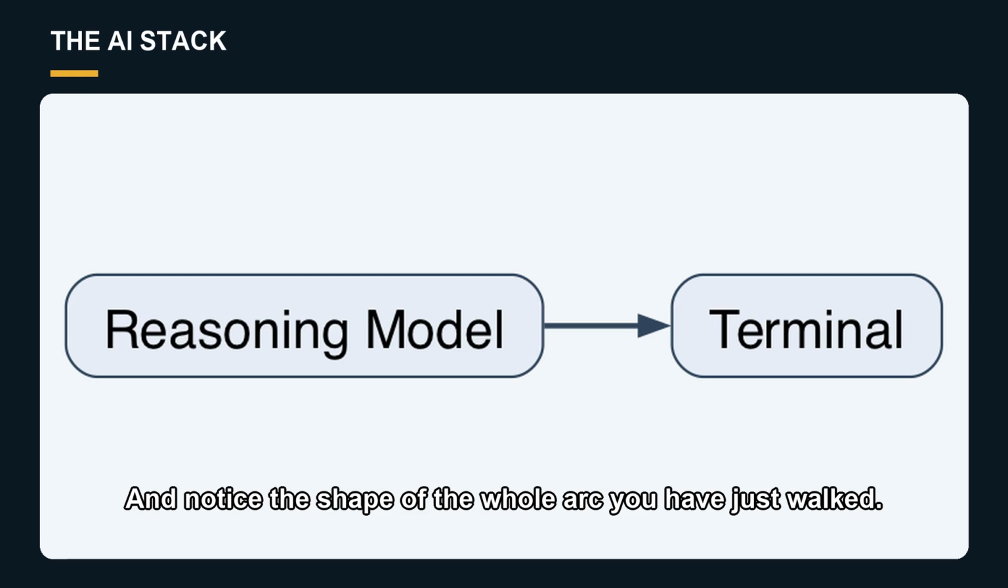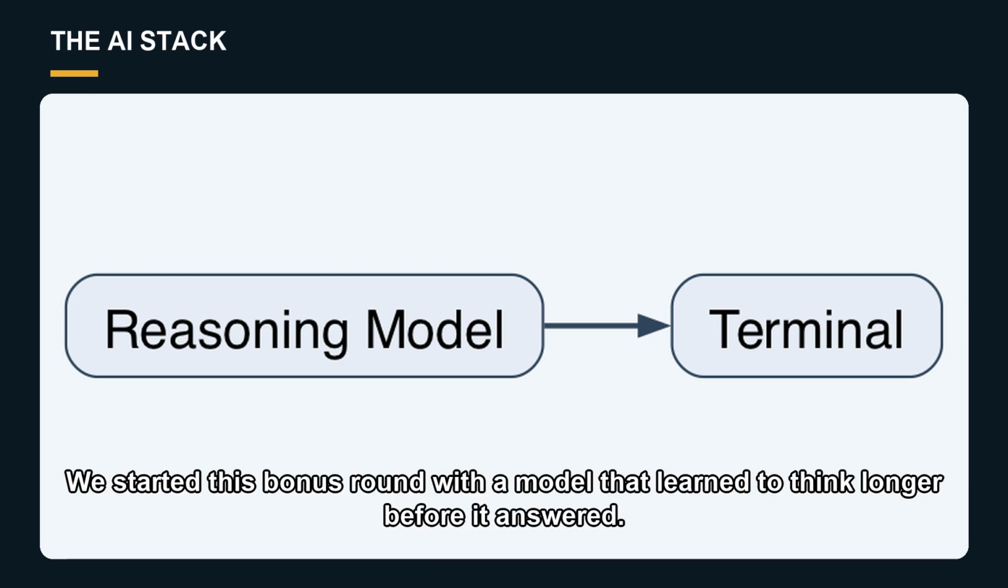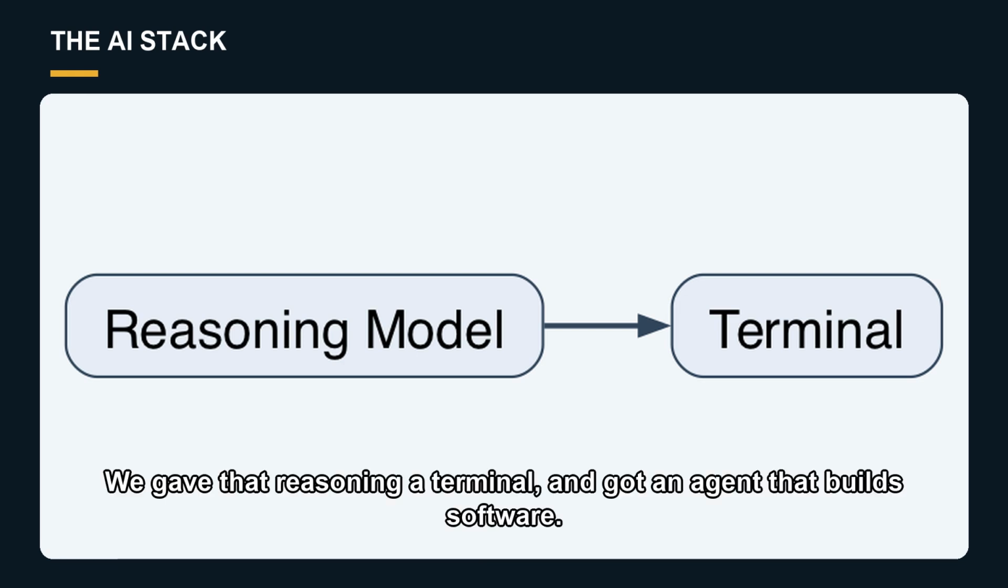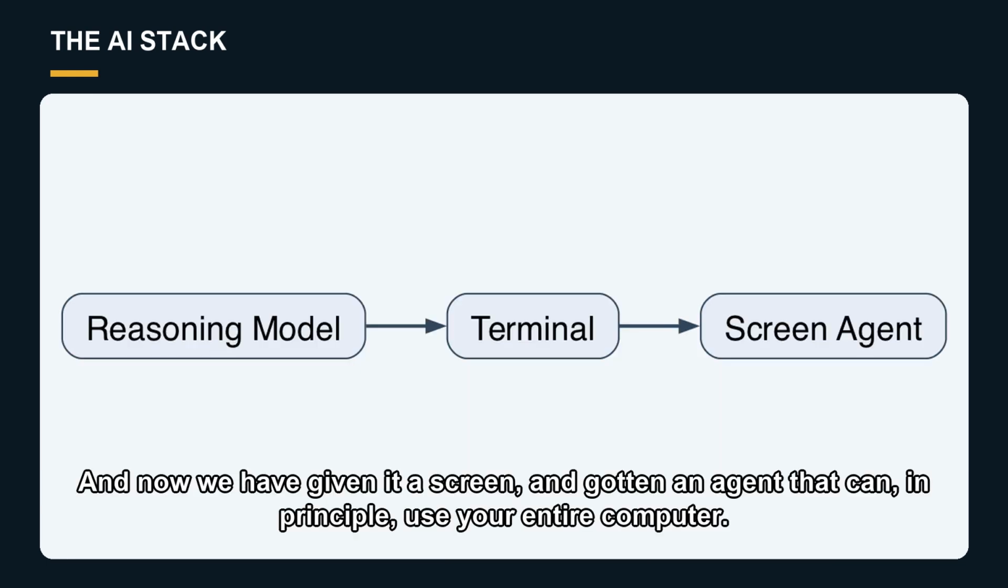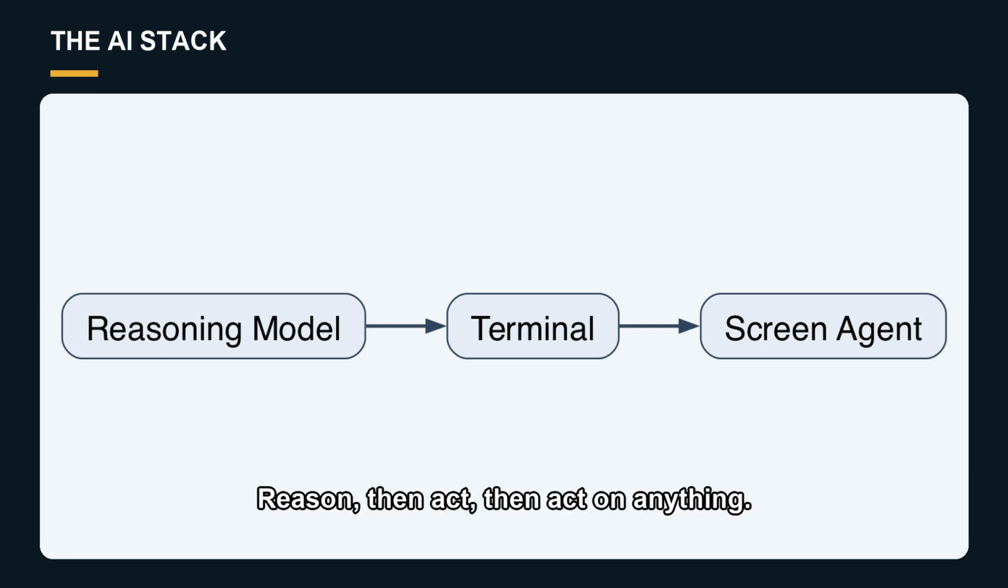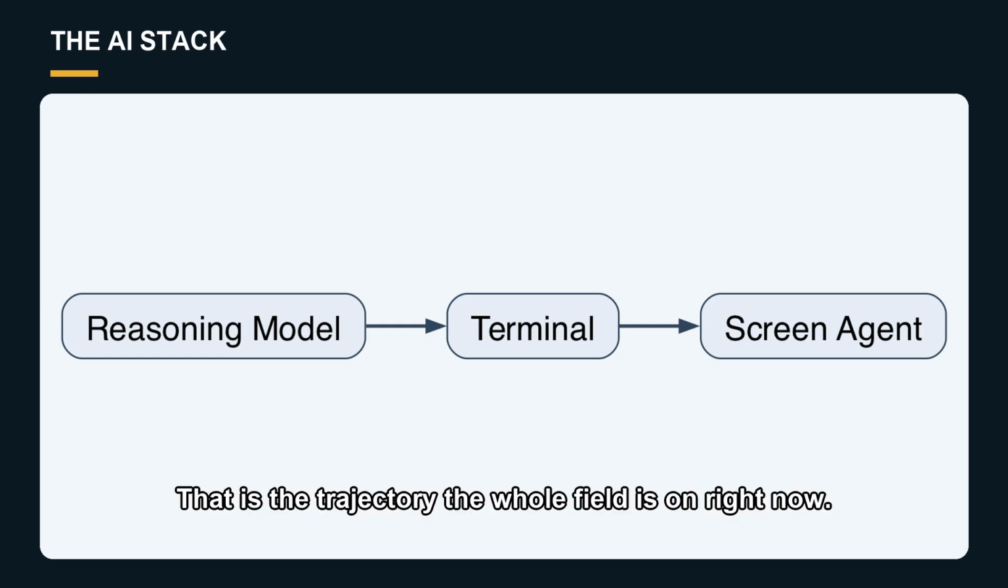And notice the shape of the whole arc you have just walked. We started this bonus round with a model that learned to think longer before it answered. We gave that reasoning a terminal and got an agent that builds software. And now we have given it a screen and gotten an agent that can, in principle, use your entire computer. Reason, then act on anything. That is the trajectory the whole field is on right now.